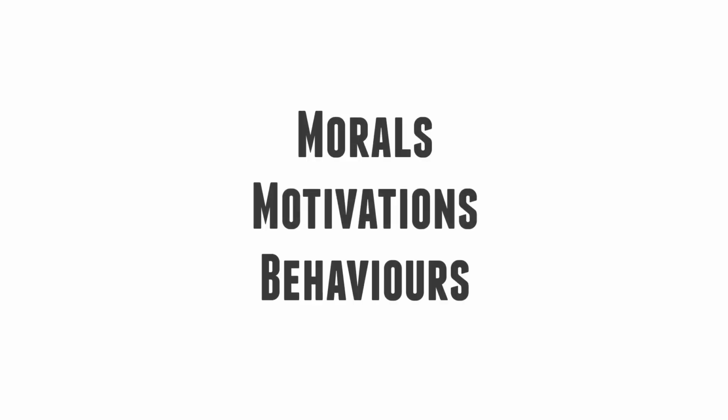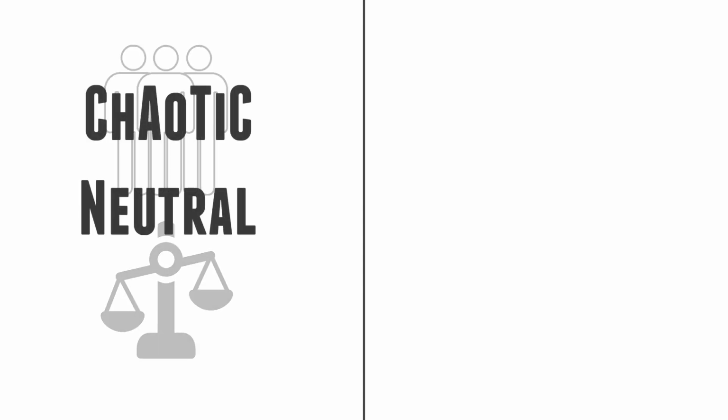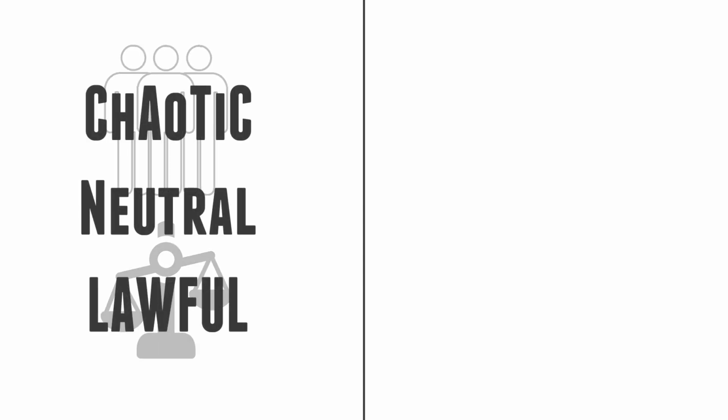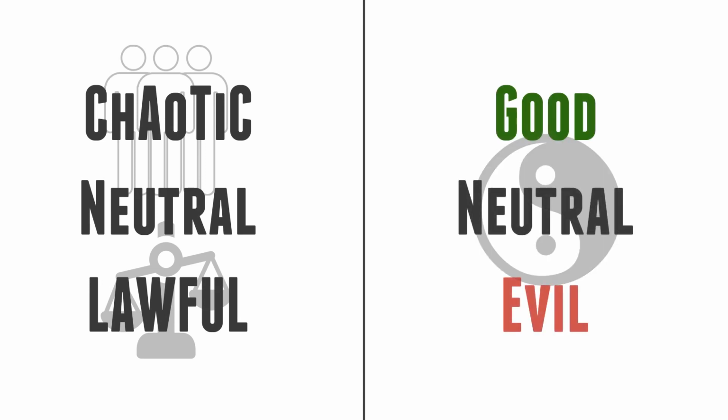An alignment essentially condenses your character's morals, motivations and behaviours into 2 words. These are broken down into 2 different parts. The first word defines a character's attitude towards society and order, which can be chaotic, neutral or lawful. The second word describes a character's morality, which can be good, neutral or evil. Let's break down what each combination of these alignments are.